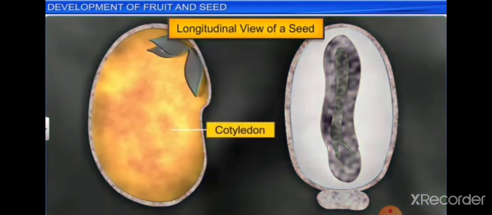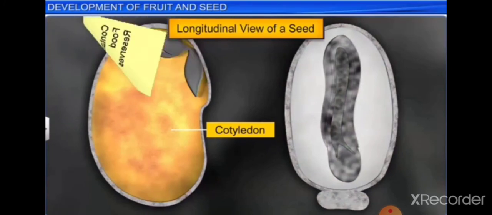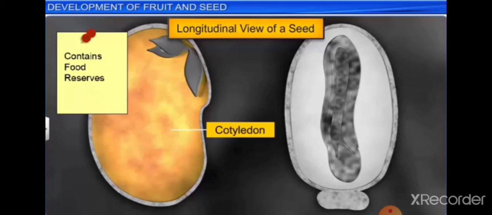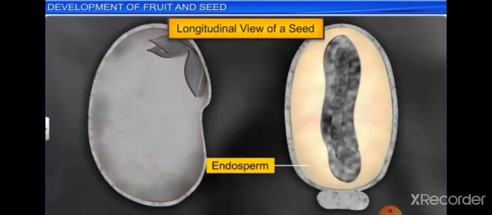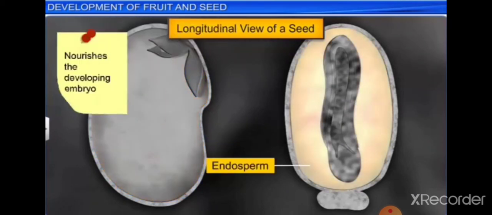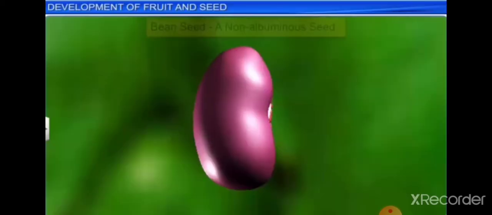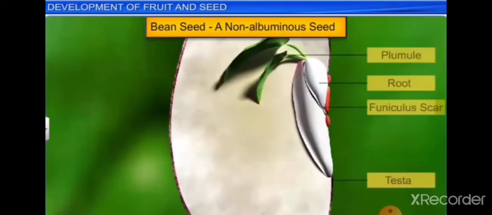The cotyledons, which are often fleshy and swollen, contain abundant food reserves. The endosperm, on the other hand, is a nutritive tissue nourishing the developing embryo. Interestingly, in certain plants such as bean and pea, the developing embryo completely consumes the endosperm. Such seeds that contain no endosperm are called non-albuminous seeds.